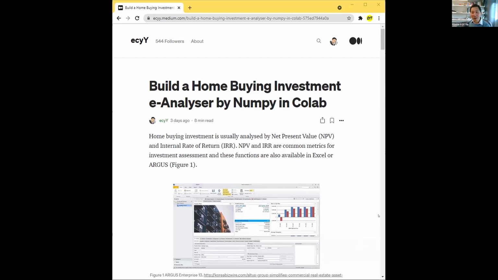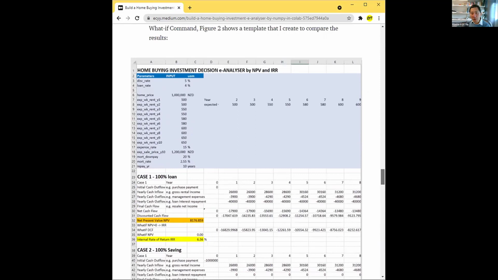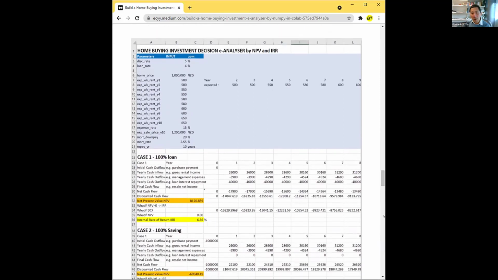Okay, last time we talked about how to build a mortgage calculator. And this week, we are going to show you how to build a home buying investment e-Analyzer by using numpy in Colab.